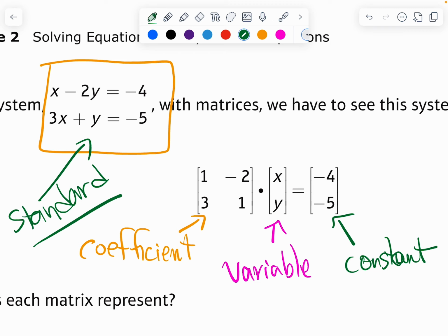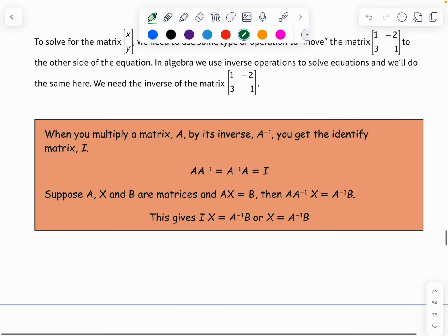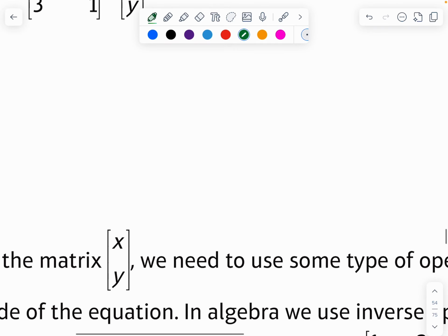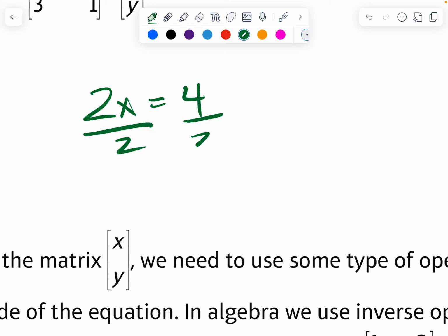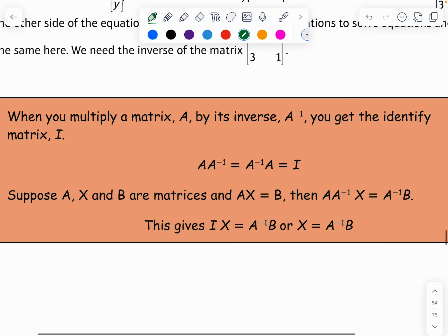Okay. So now what we have to do is come down here. If I was to solve this equation right here, I would divide both sides and get x equals 2. The problem is you can't divide matrices. So this right here was called our multiplicative inverse. So what we need to do is the same thing. We need an inverse. This is how you denote inverse in matrices.